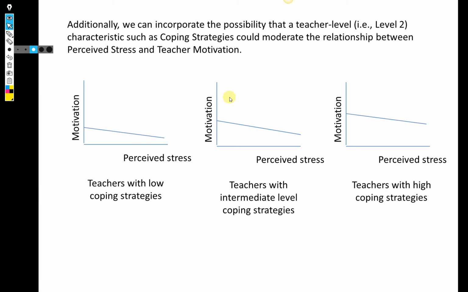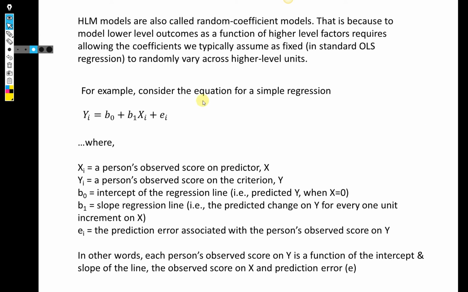For example, consider the equation for a simple regression where you have each predicted score on y, the dependent variable or criterion variable, equals the intercept. So this is the predicted value on y when your predictor variables are set to 0, plus the regression coefficient for predictor x. And so basically we're multiplying the regression coefficient times each person's score on the predictor x, plus residual. So in other words, it's essentially the prediction error within the model.